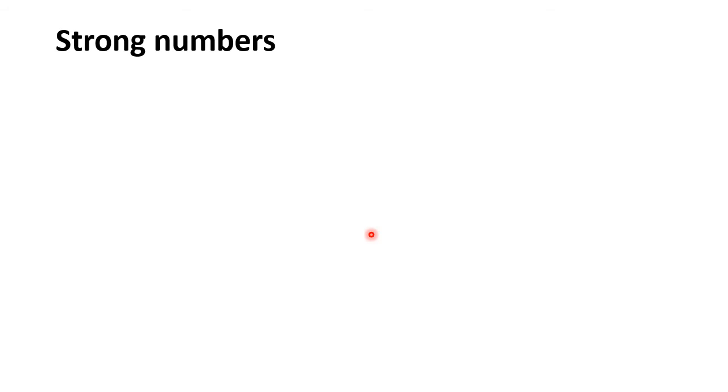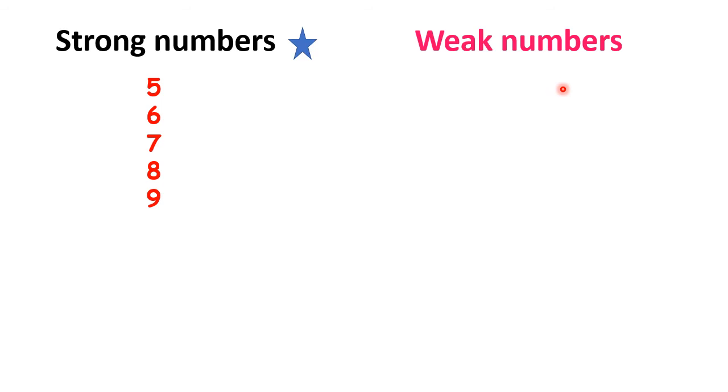We will remember strong numbers. Strong numbers begin from what? 5, 6, 7, 8, 9. A strong number gives me 1 because it's a strong number. But weak numbers begin from what? 0, 1, 2, 3, 4. So the weak numbers begin from 0, 1, 2, 3, 4, but strong numbers begin from 5, 6, 7, 8, 9.